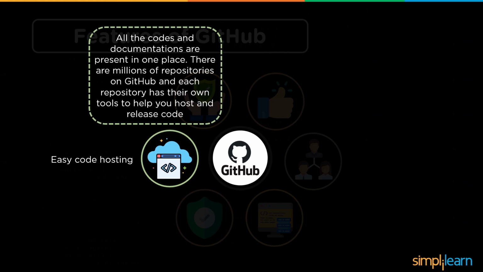And then we have the easy code hosting here. So all the code and documentation are present in one location. There are millions of repositories available on GitHub, and each repository comprises its own source code and its own different people having access, right?